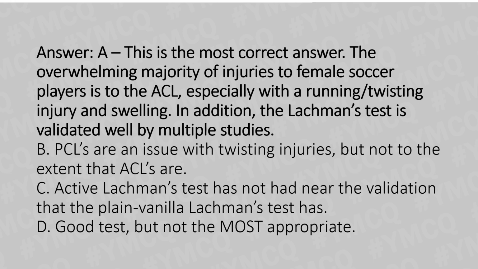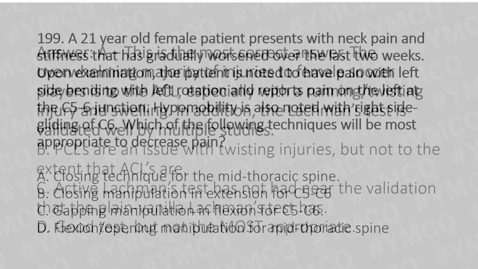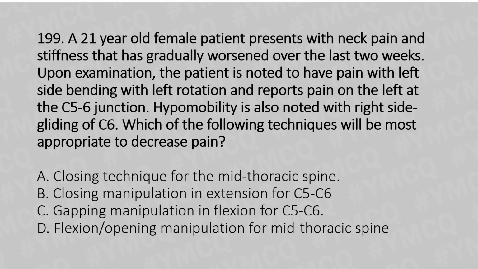Now let's move to question number 199. A 21-year-old female patient presents with neck pain and stiffness that has gradually worsened over the last 2 weeks. Upon examination, the patient is noted to have pain with left side bending with left rotation and reports pain on the left at the C5-6 junction. Hypomobility is also noted with right side gliding of C6. Which of the following techniques will be most appropriate to decrease pain?